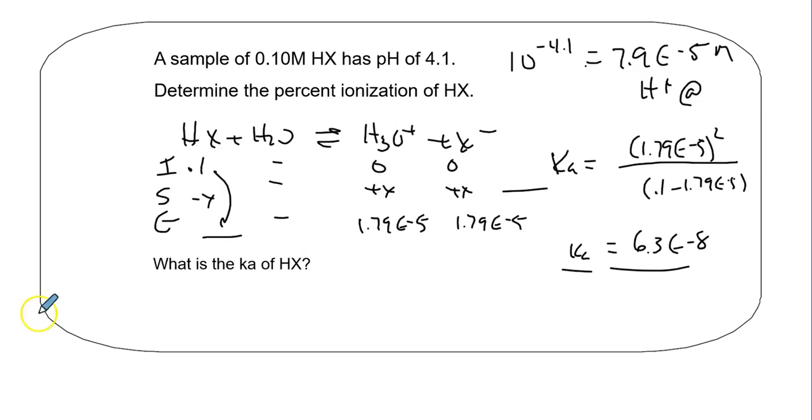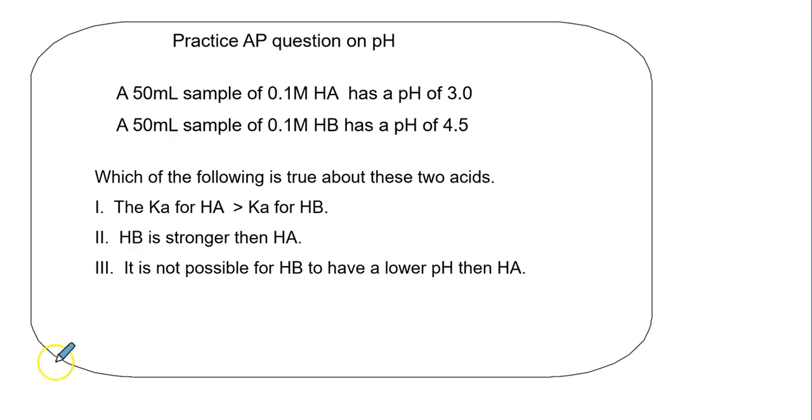All right, let's try another example here. I believe this is the last question. Just a general idea here. Again, big understanding: we have calculations, true, but there's some understanding stuff. 50 milliliters of a 0.1 molar HA sample has a pH of 3. 50 milliliters of a 0.1 molar HB has a pH of 4.5. And I could add another one in here, say HC. So let's say I have a 0.1 molar solution of HC that has a pH of 1.